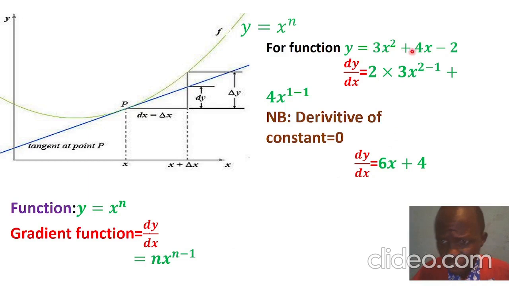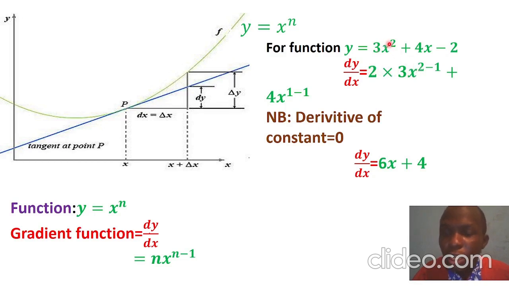Now let us look at our function. This is the same function that I used when I was defining what a function is, and I was using it as an example. Now, how can we get the gradient function of this particular function, or rather, how can we differentiate this particular function here? The function is y equals 3x squared plus 4x minus 2. So that dy dx is equal to, you drop this 2 here, so 2 has been dropped there, 2 times 3x.